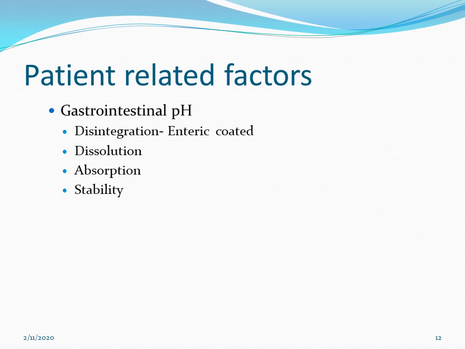Third case, that is absorption. Acidic drugs get well absorbed from the stomach and the basic drugs are well absorbed from the intestine. The last point, that is stability. There are certain drugs which are unstable in the acidic environment, for example erythromycin, histidine or the penicillins. So this is the effect of gastrointestinal pH on the dissolution and the absorption, as we know that the stomach contents are acidic in nature and the small intestine contents are basic in nature.